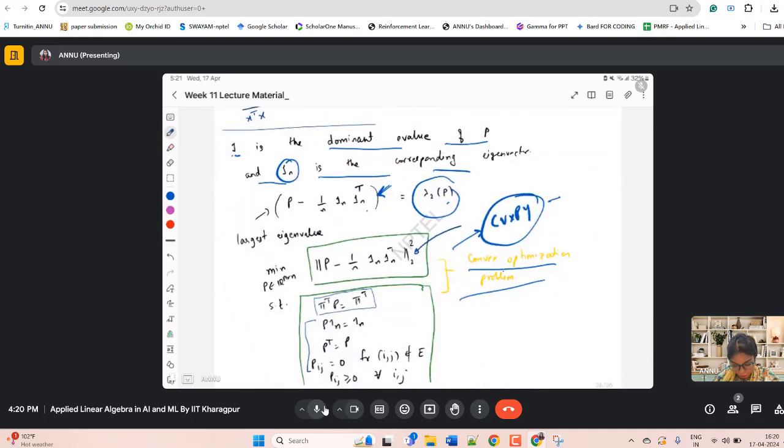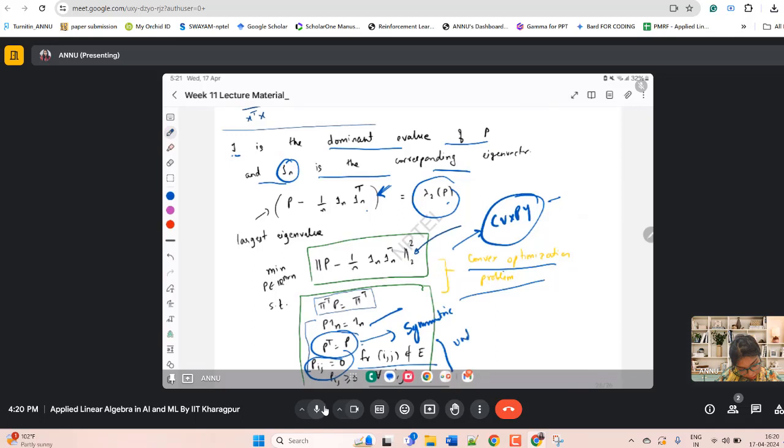Since 1 is the dominant eigenvalue of P, 1n is the corresponding eigenvector. Pi transpose P is equal to pi transpose, such that this eigenvalue-eigenvector pair is satisfied. P is a symmetric matrix because it's an undirected graph, and it is 0 for entries that do not belong to the edge set. So this is an undirected graph property.